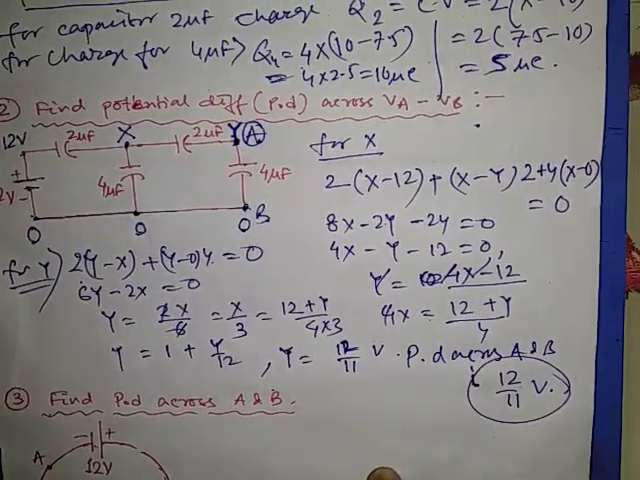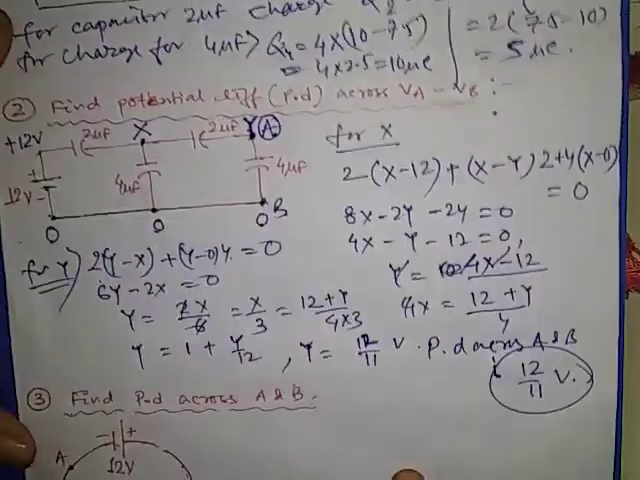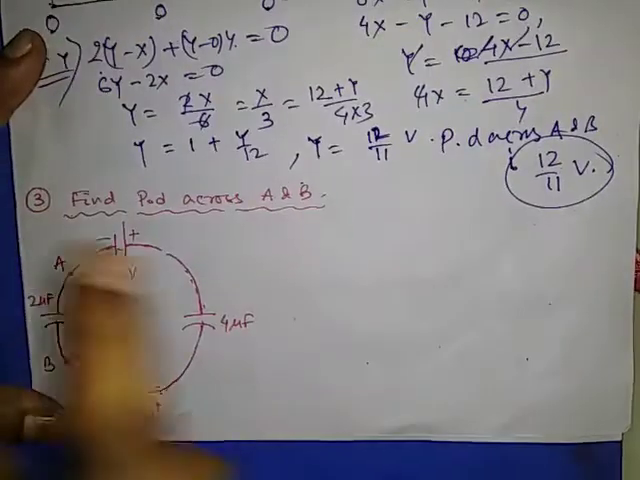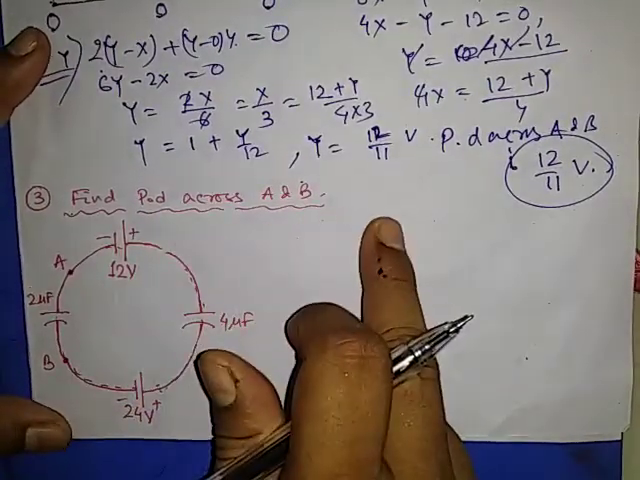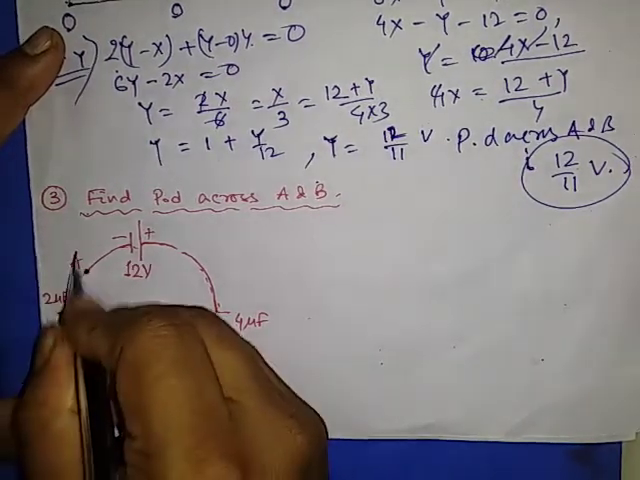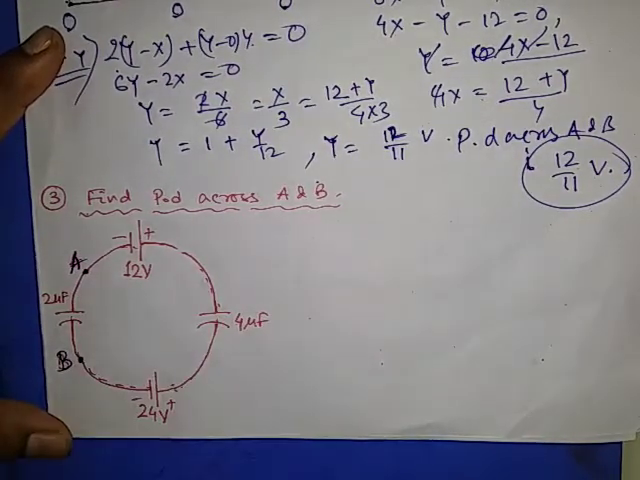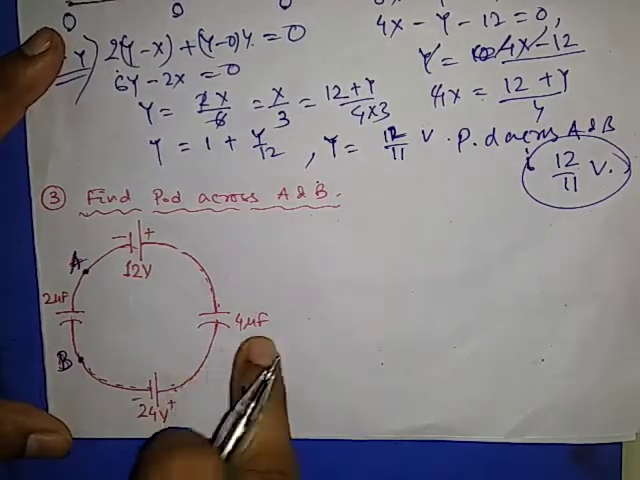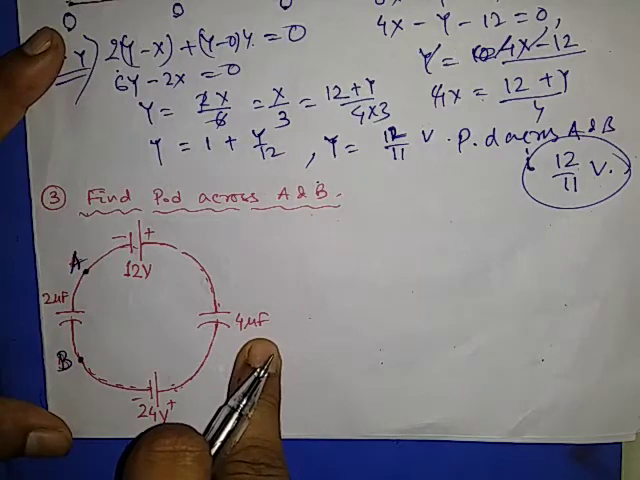Okay, next numerical. Please pause the video and copy it. Okay, done. Next, number 3, find the PD across A and B. See students, here are the two points A and B, and there is a capacitor 2, and there are two potentials 12 and 24, and there is also a 4 microfarad capacitor.